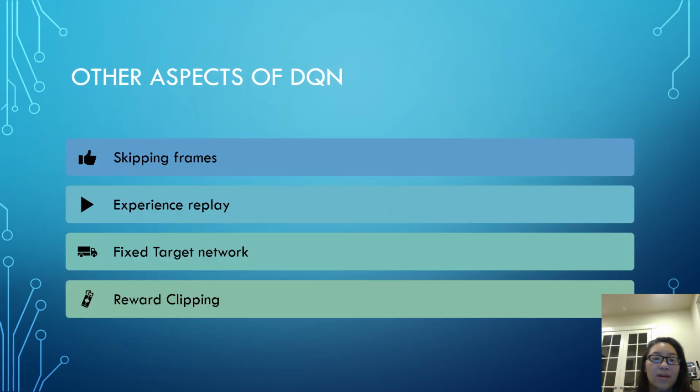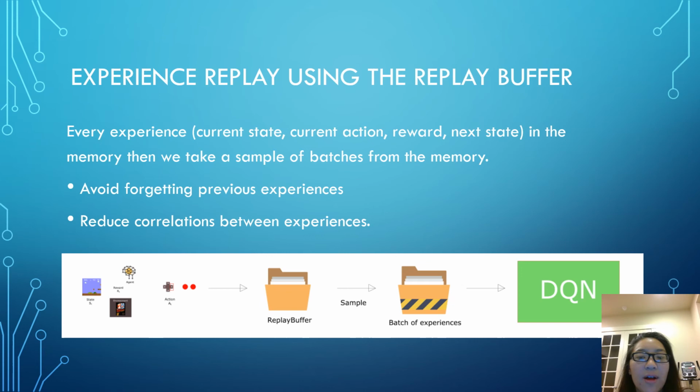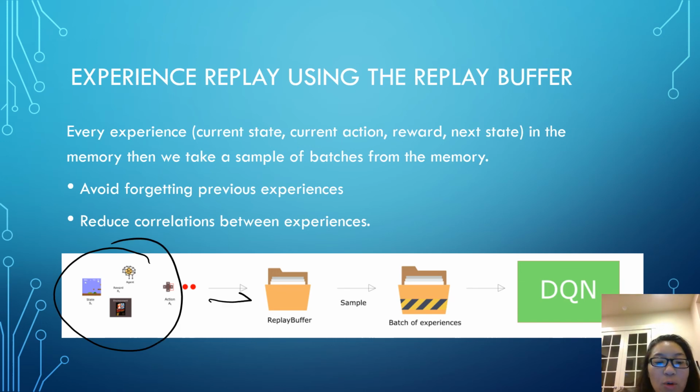So here are some other aspects of DQN: skipping frames, which is similar to the stacked frames, experience replay, fixed target network, and reward clipping. The experience replay functionality of a DQN uses something called a replay buffer, where every experience, where we have data that is current state, current action, reward, and next state, is stored in memory. We take that and store it into a replay buffer, which then samples it into batches of experience.